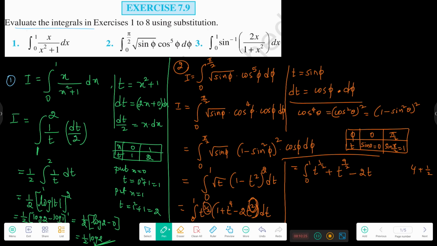Again 2 plus half, which is 5 divided by 2, into dt. See, after multiplying, this is your step. Now for this you should take the integral. If I apply it now, what am I getting?